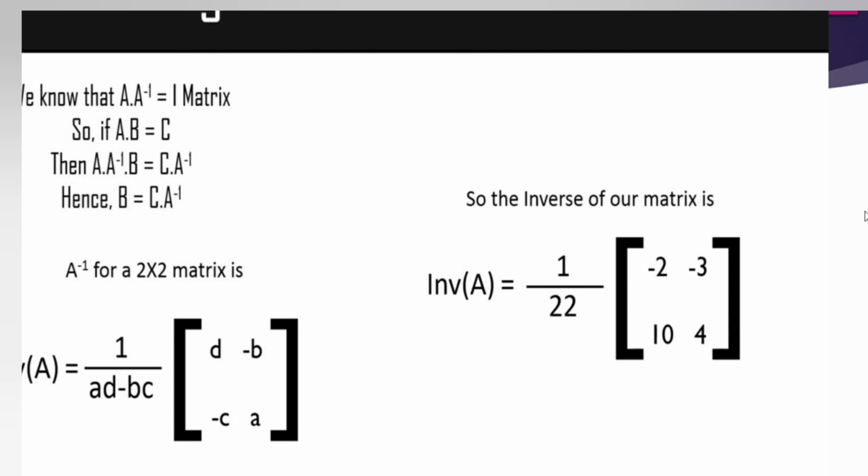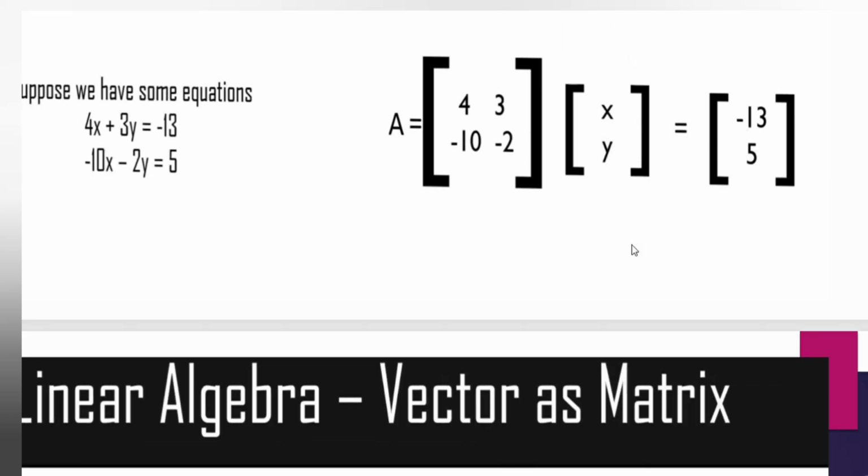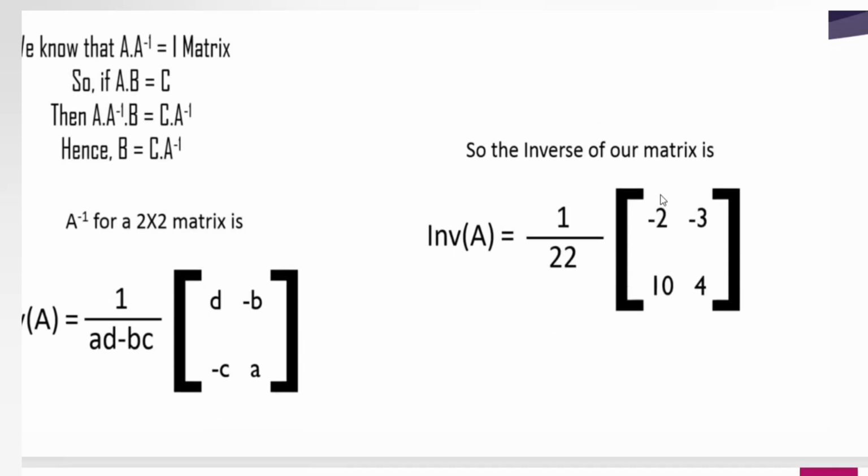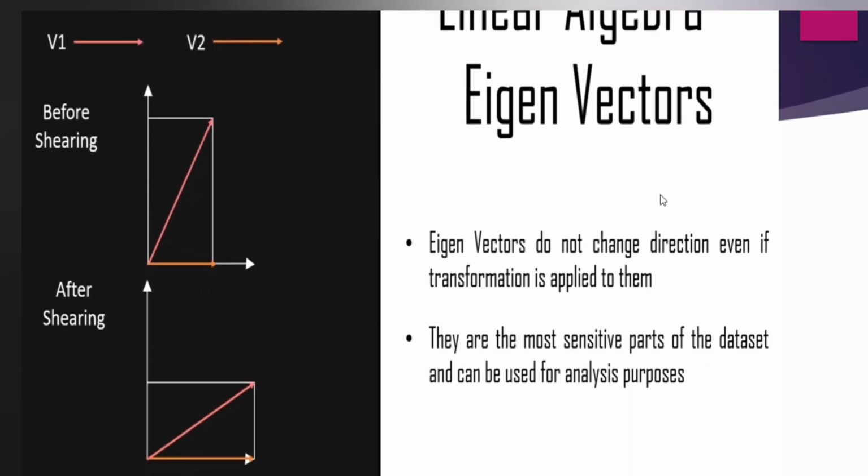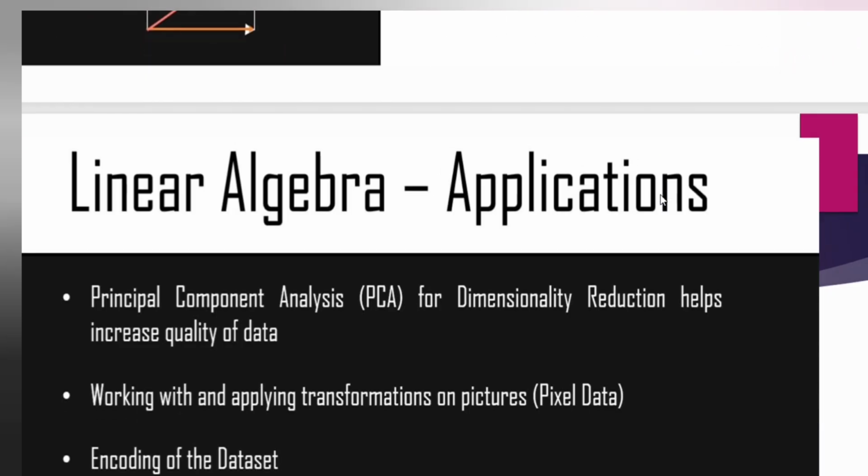So how will we find the inverse? First take 1 by the determinant of that matrix, ad minus bc, which means cross multiplication you have to do. Then interchange the diagonal elements and put the minus sign on the others, so that is the inverse. We already did this here. This is a different example, so we will do it here. And eigenvector sharing we have already discussed.